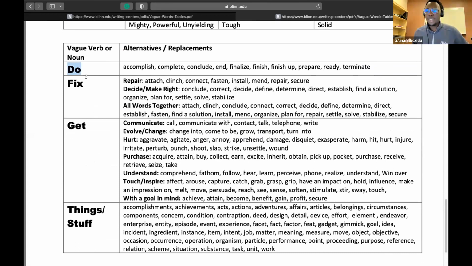So vague verbs and noun, do, right? He did his assignment, right? If I say he did his assignment, that sounds vague. Jernin Smith, can you help me with that? He did his assignment. All right, Veronica, can you help me with that? He did his assignment. He completed. Exactly, he completed his assignment, right?